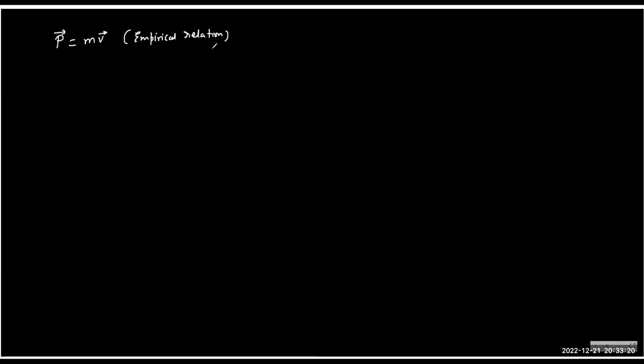These are simple relations. There's no ground for them. But once you assume this as a formula or a relation, the other values you can compare. If I write P equals MV and if I write P equals 2MV, you know the other P is twice this P. That idea is important, nothing else. So P equals MV, and as I said, this is an empirical relation. It is also called quantity of motion.